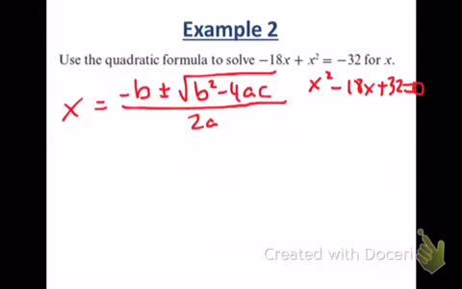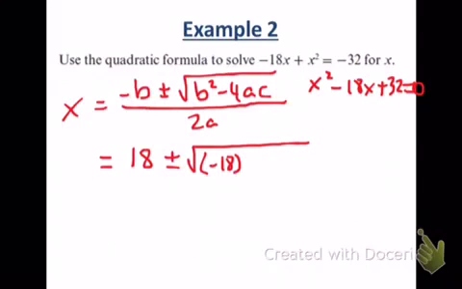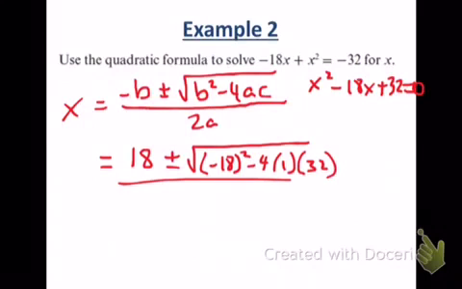16. All right, what about 16? 16 is one of the answers. Is it? Yep. All right, so then we will have to do negative of negative 18. Y'all stay with me. That's positive 18 plus or minus negative 18 squared minus 4 times 1 times 32. We've got some problems with this one. Over 2 times 1.